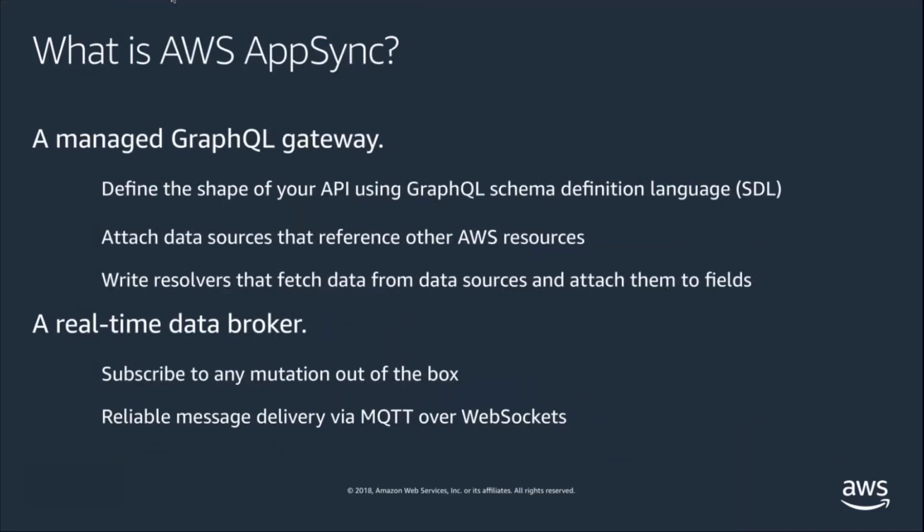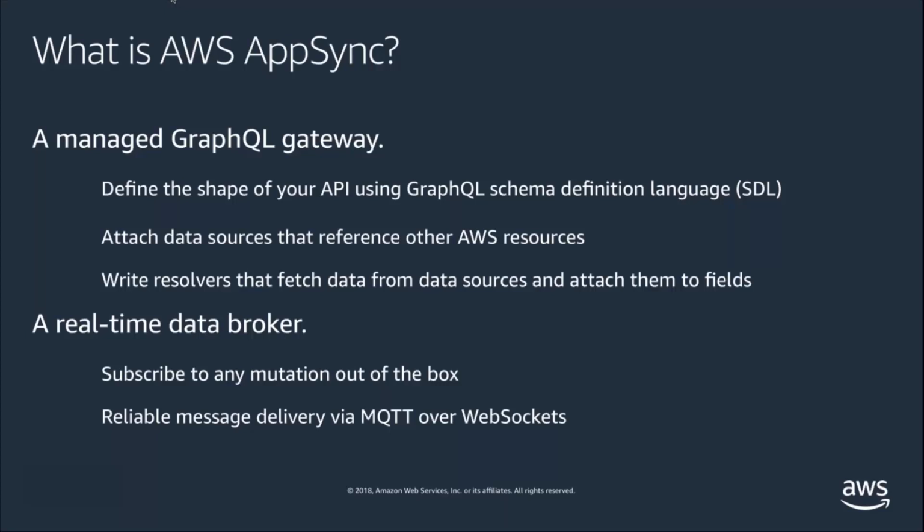First, we're going to talk about AWS AppSync. AWS AppSync is a new service from AWS that was launched at re:Invent last year in late 2017. It's a managed GraphQL gateway that allows you to interact with backend services in your AWS account from web and mobile apps very easily and provides a really nice developer experience for doing so.